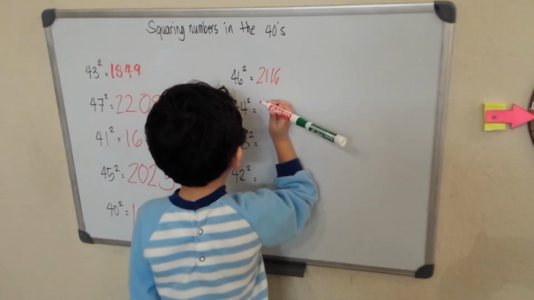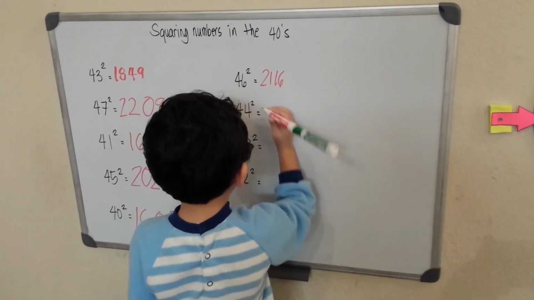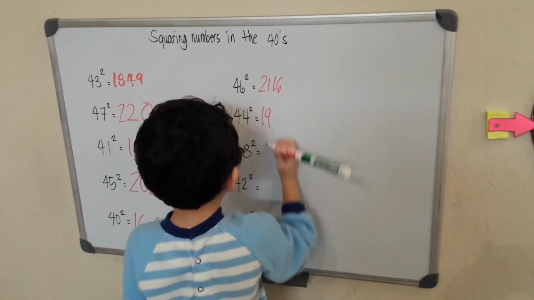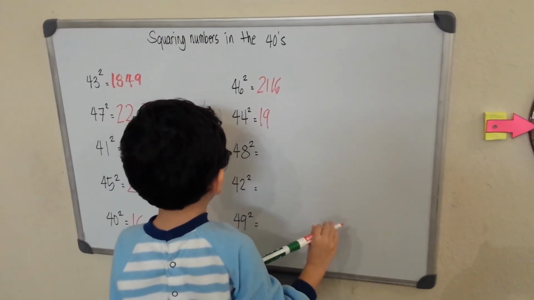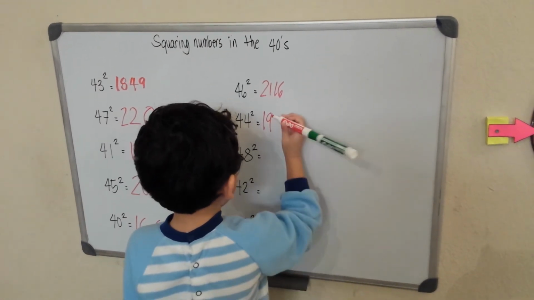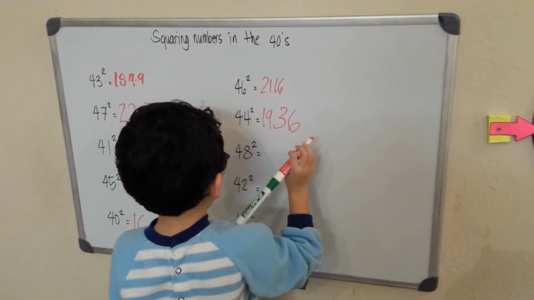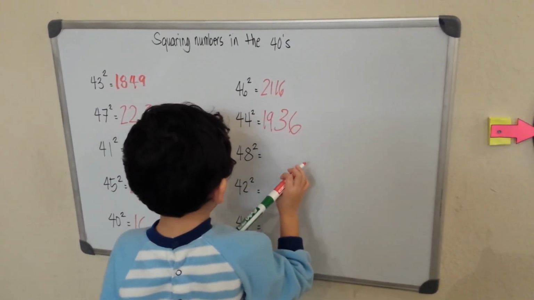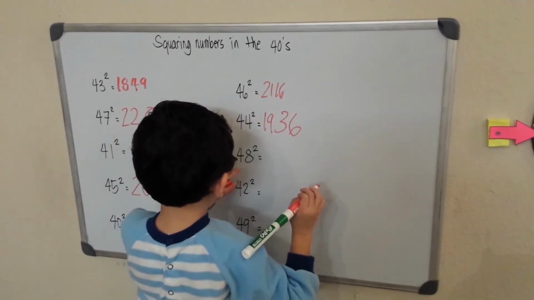44 squared is, okay, wait a minute, 15 plus 4 is 19. And 44 is 6 away from 50. So 6 squared is 36. So 44 squared is 1,936. Oh my.